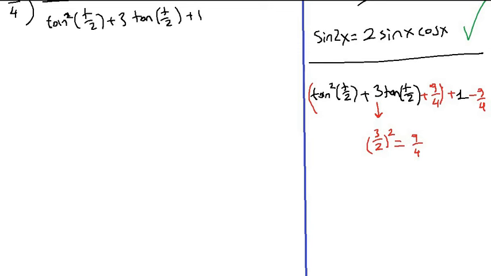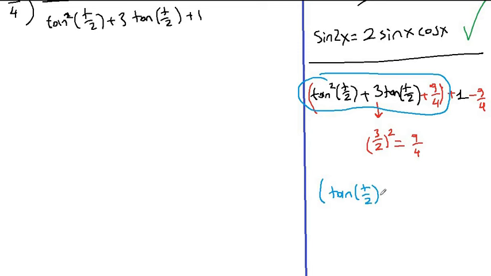Now we have here a perfect square trinomial that we can factor easily. So it's going to be tangent t over 2 plus 3 over 2, the quantity squared, because this is a perfect square trinomial. If you multiply tangent t over 2 plus 3 over 2 by itself, you get this perfect square trinomial. So plus 1 minus 9 over 4. You can express 1 as 4 over 4. 4 over 4 minus 9 over 4 is negative 5 over 4.